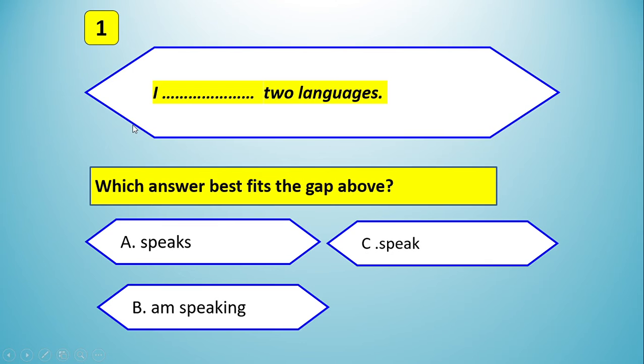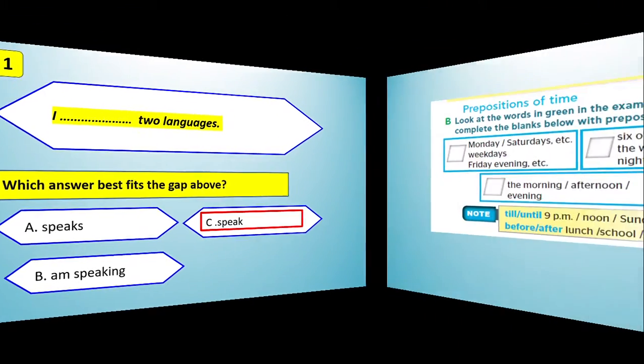Test yourselves here. I speaks or speak or I'm speaking 2 languages. Of course, I and the plural subject don't need s. It will be speak. Yes, great. You are amazing.